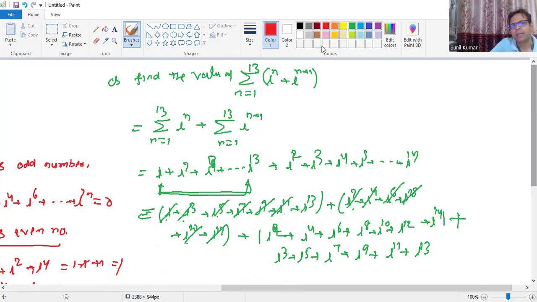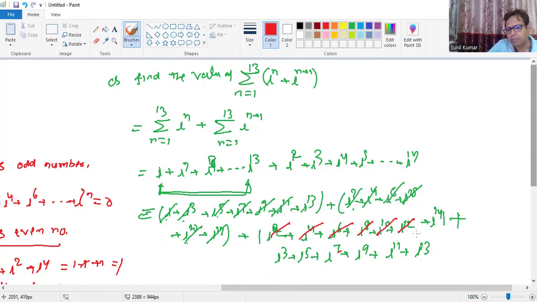Similarly, here we can say i power 2, i power 4, again these two cancel. Again these two cancel. Again these two cancel. Here we have i power 14. i power 14 will again give minus 1. Yeah, i power 12 is 1, so i times i is i square, that is minus 1.